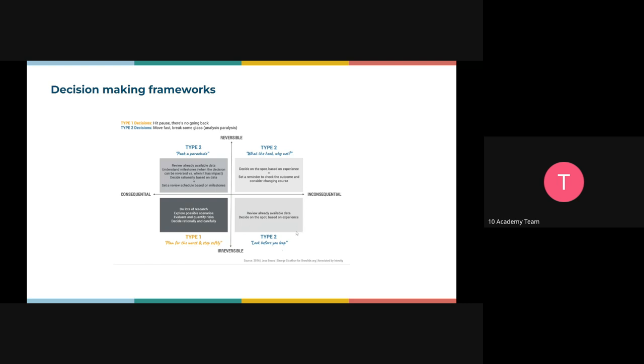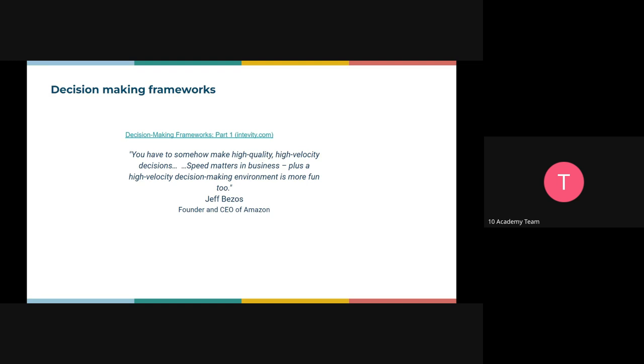And still with this, there are 3 different types of decisions in type 2. So we have one that is irreversible and inconsequential. So you cannot reverse them, but they don't have any consequence. So with this type of decision, you have to review already available data and decide on the spot. So if you see the difference between type 1, you have to make decisions fast. So if you look at when he summarized it, and you can read more, this is a link that you can read more on the decision making frameworks.